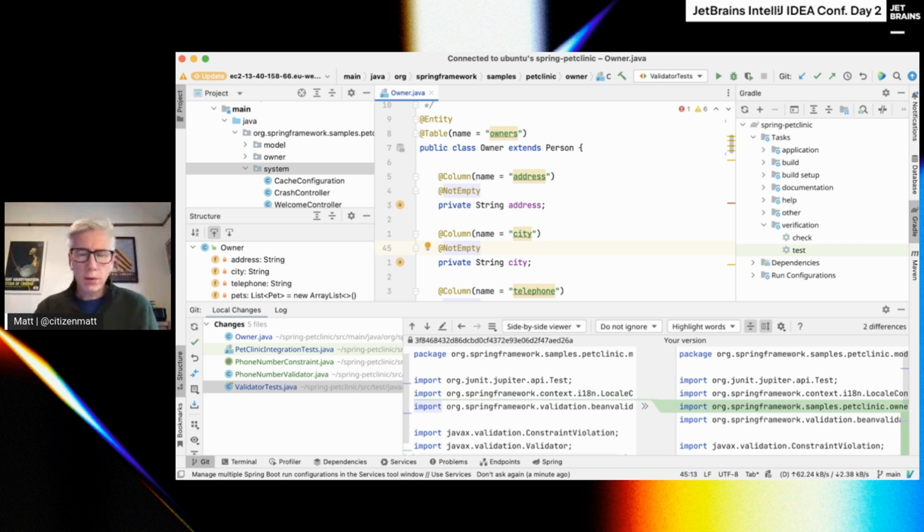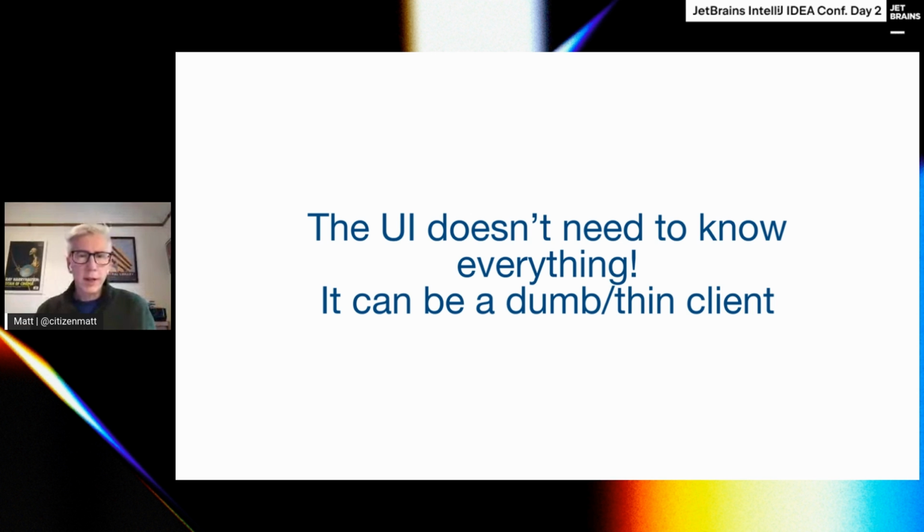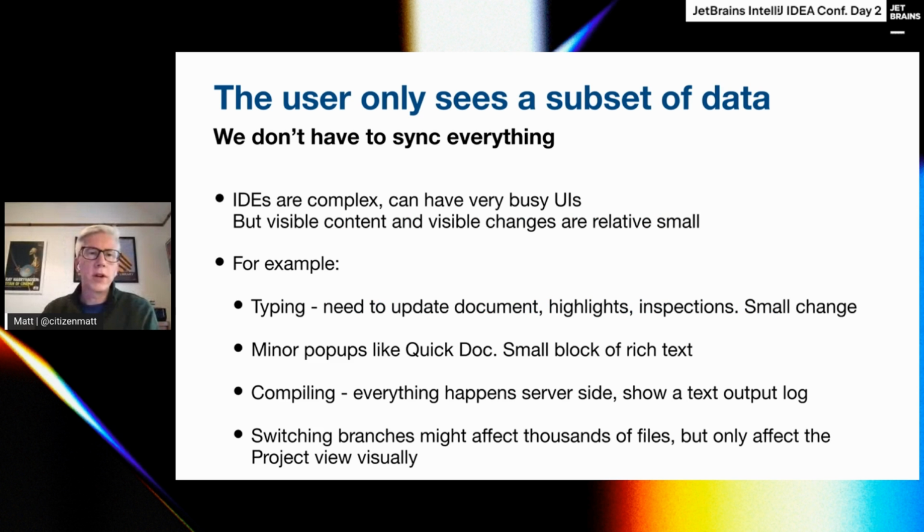So how do we do this? How do we work? Well, the key thing to think about here really is that the UI doesn't need to know everything. It can be a dumb or thin client. So the user only ever really sees a subset of the data. We don't have to sync everything. We just need to sync enough information to show what the user needs to be able to see. So an IDE is complex, yes, and it can have very busy UIs, lots of tool windows and things like that. But the visible content and the visible changes are relatively small.